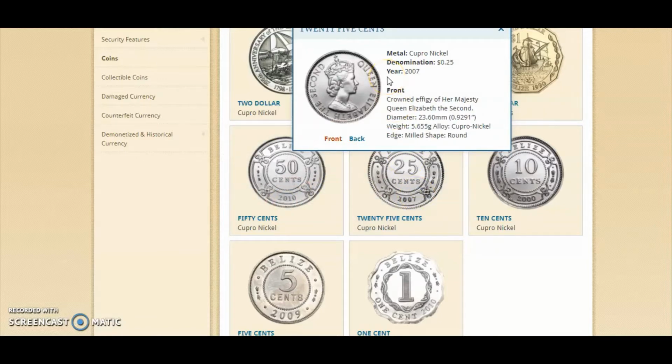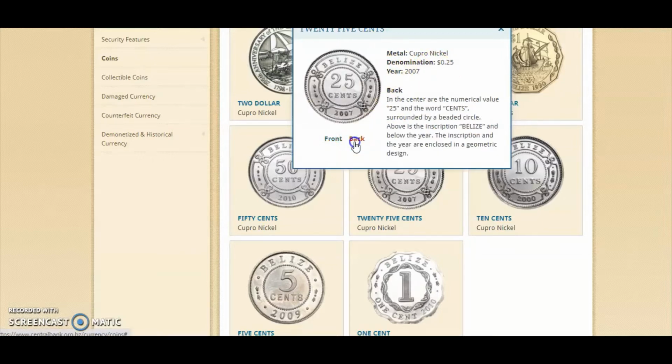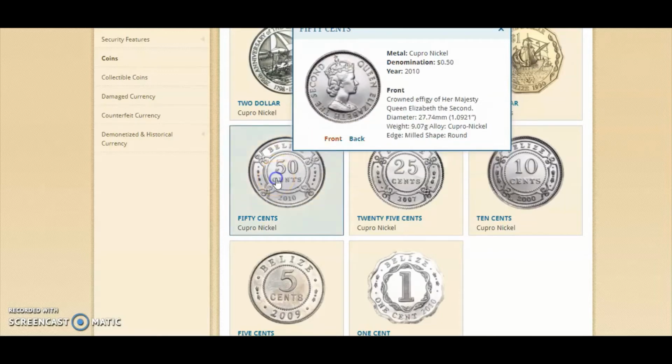25 cents. Okay, so again, Queen Elizabeth. Look at the back. 25 cents. The year this was made was 2007. Belize on top, and again, the beaded circle. 50 cents. 50 cents is bigger than the 25 cents, and we're going to look at some real money in a short while. We'll show you some of them.